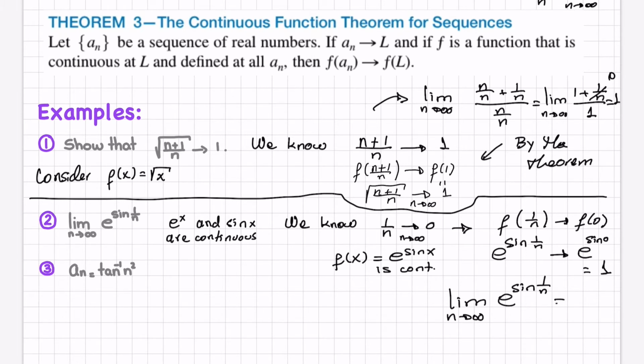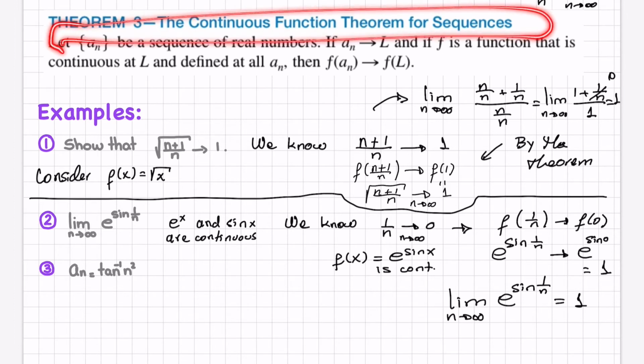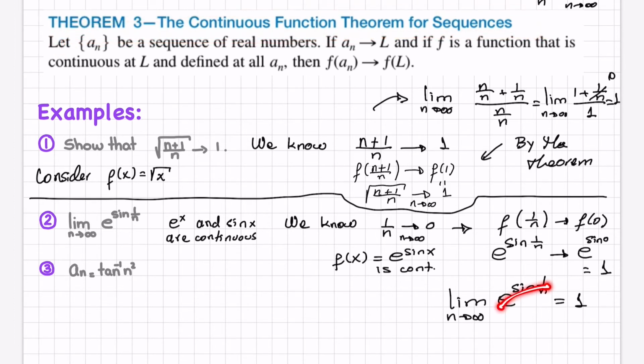We found that the limit as n approaches infinity of e to the sine of 1 over n is 1. So in other words, this theorem is allowing for us to take the limit from the inside out, as we do with functions: take the limit of the sequence, and then take the function evaluated at the limit, and then the other function evaluated at that limit. Okay? This is what this is allowing for us to do.